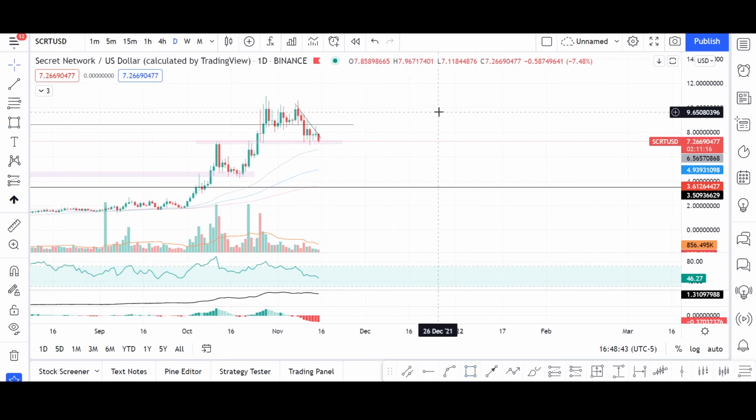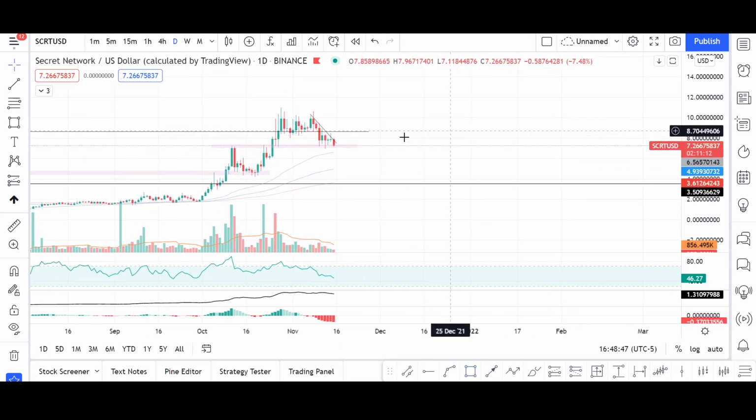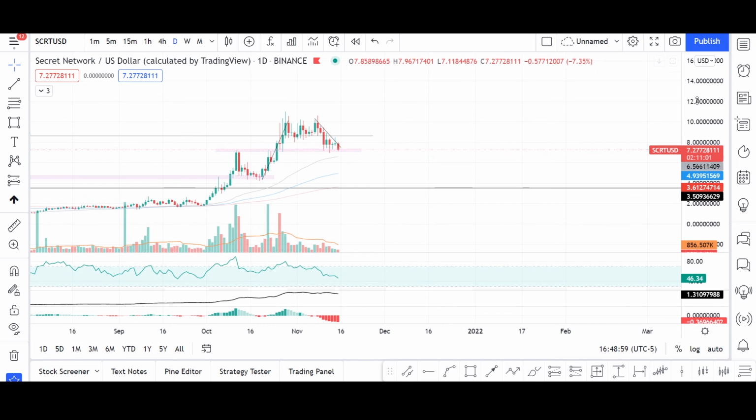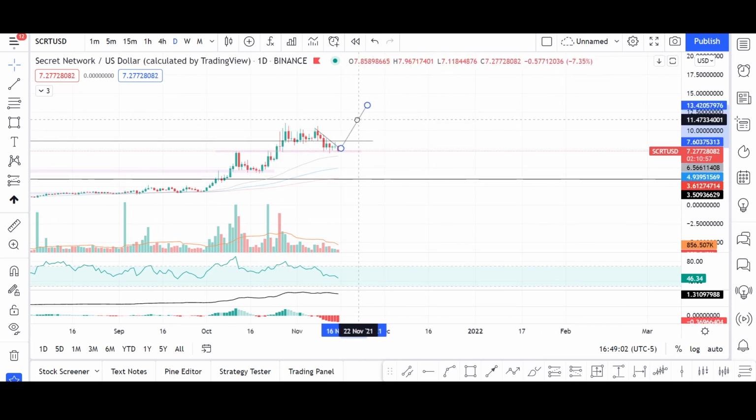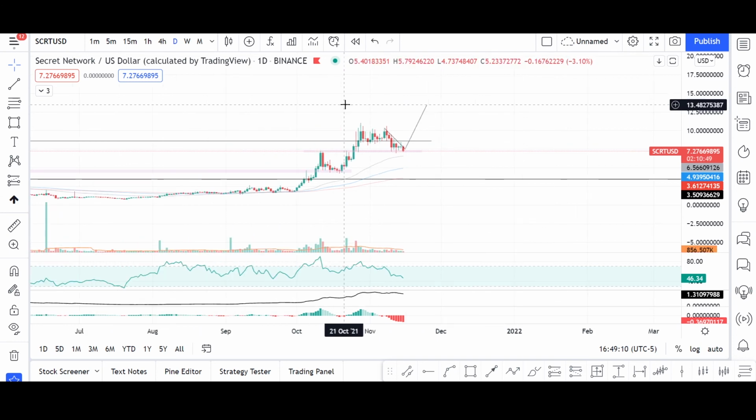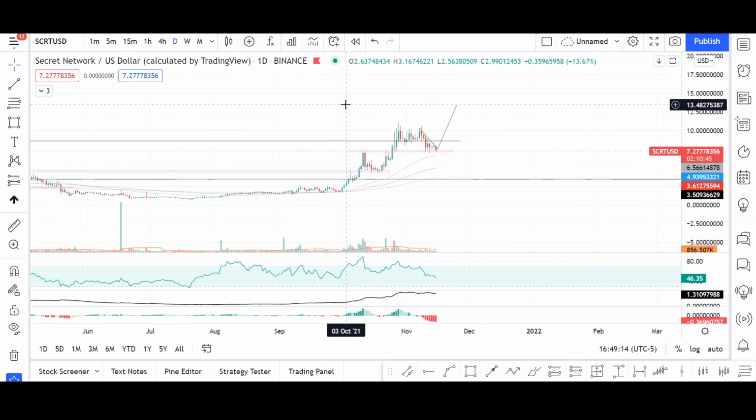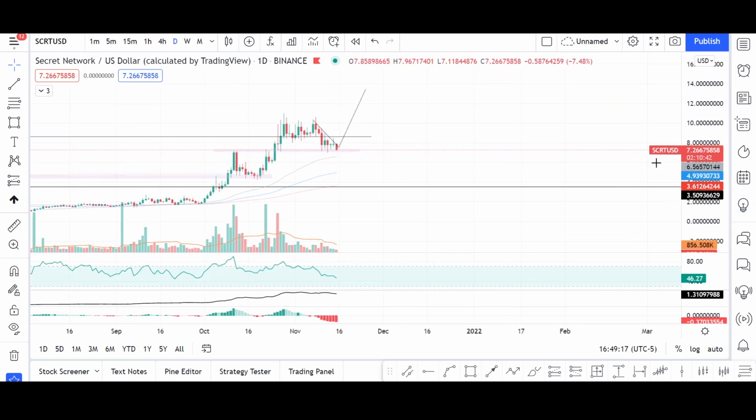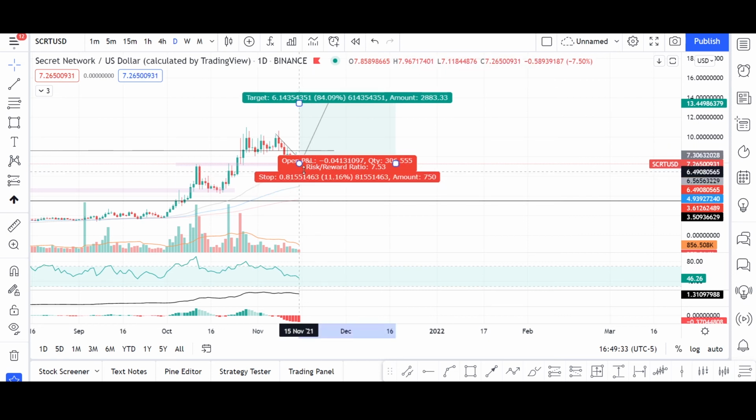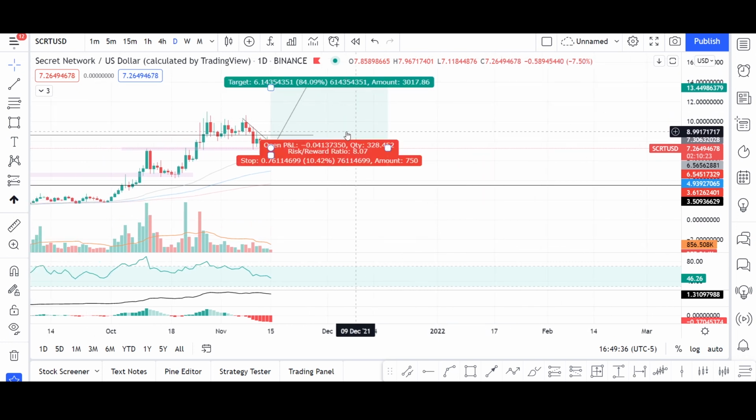So I'll be looking very carefully at this level right here. I will just draw a box right from here, and I would expect Secret Network to bounce from this line and repeat once again the fractal we've been going through in recent months, and possibly the 13.5 bucks area is still on our horizon. So right from here I would make possibly such a bet if I just put a trading bot. There's 84% upside potential with a risk reward ratio.